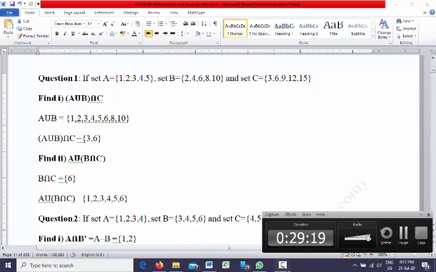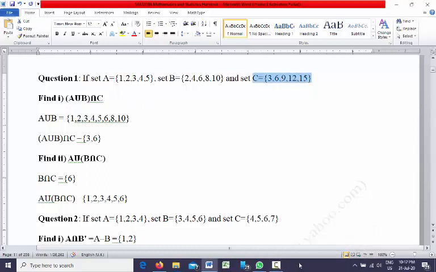So the question is asking us to find A union B, bracket, intersection C. Always remember, you need to deal with the bracket portion first. So you need to find the A union B portion first, because there is a bracket there, so it will get priority. A union B means common and uncommon, everything.